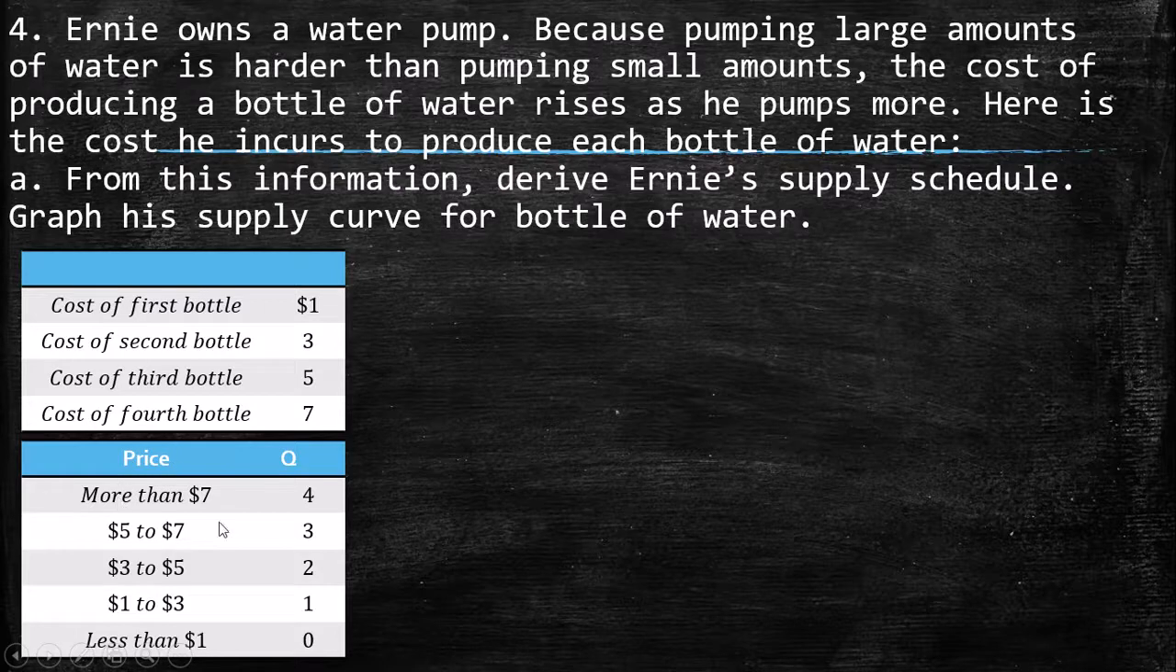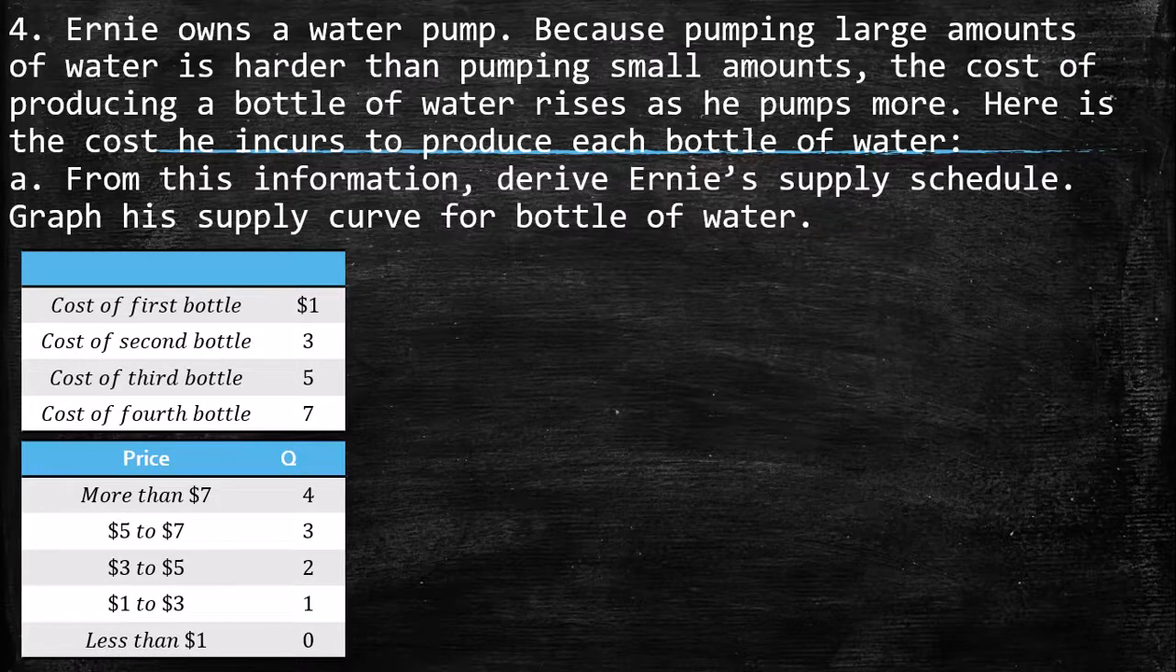When the price is more than 7, Ernie will produce 4. When the price is between 5 and 7, he will produce 3. When we have the price from 3 to 5, he will produce 2, and when the price is 1 to 3, he will just produce 1, just because of the cost of the first. And when the price is less than 1, less than the cost of the first bottle, it is better for him not to produce anything.